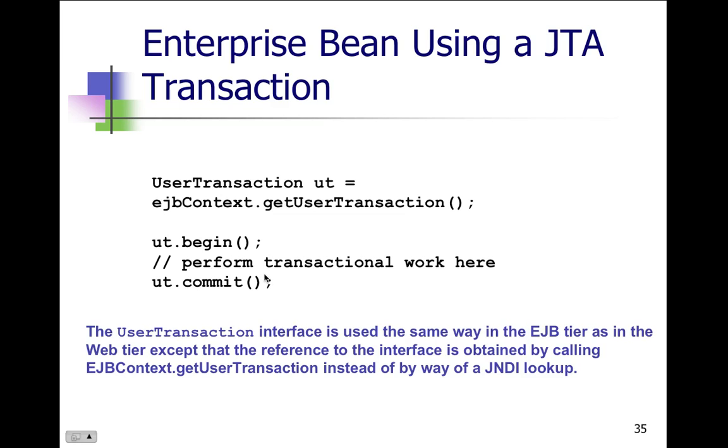To reference the interface, it's obtained by calling context.getUserTransaction instead of the naming lookup, because we don't have to go in between server components. This is all contained inside of the same component, so we don't have to use the Java naming lookup for it. Instead, we can just ask it to get the user context of the bean, the information inside of the beans.